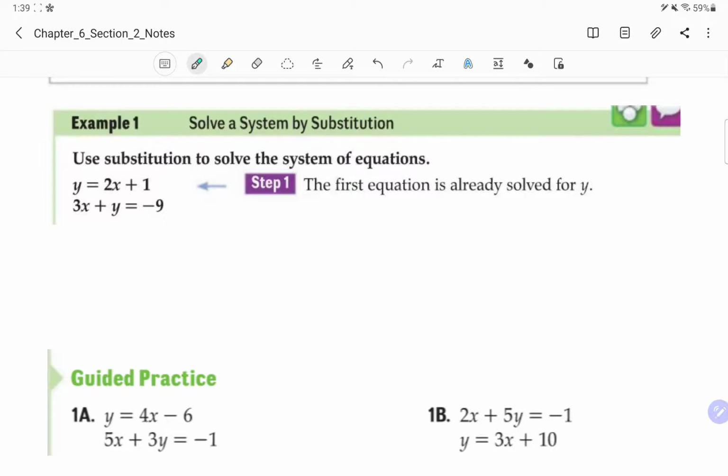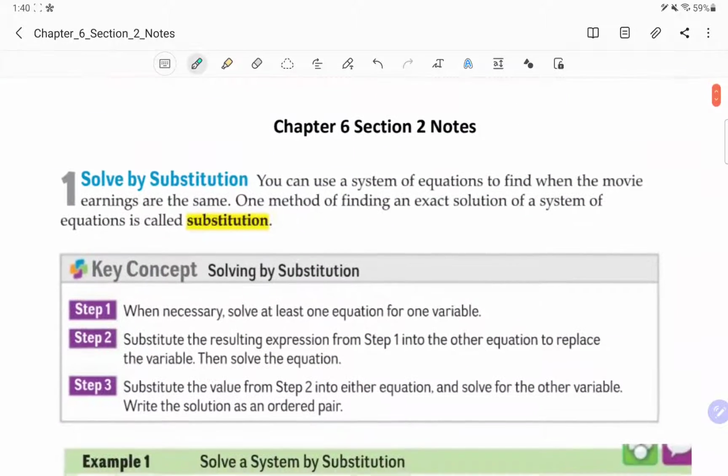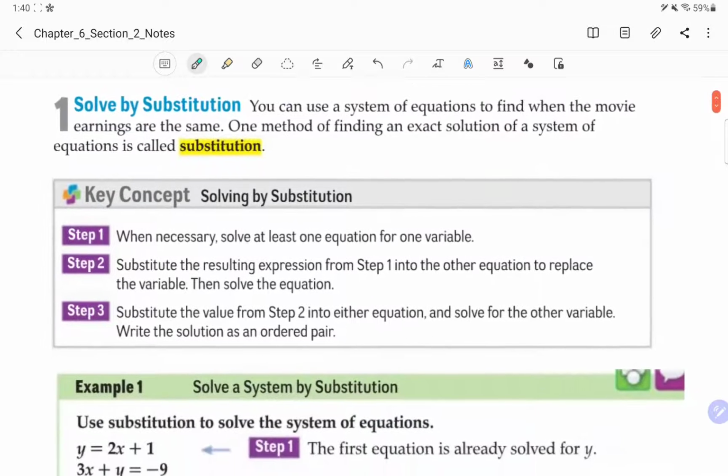All right, so we're talking about Chapter 6, Section 2 today. So we're still solving systems of equations, but this is kind of more of an applicable version of doing that because you don't necessarily need to graph them. I prefer this method. I think you guys probably will too because graphing can be a pain in the butt sometimes. And it doesn't always work.